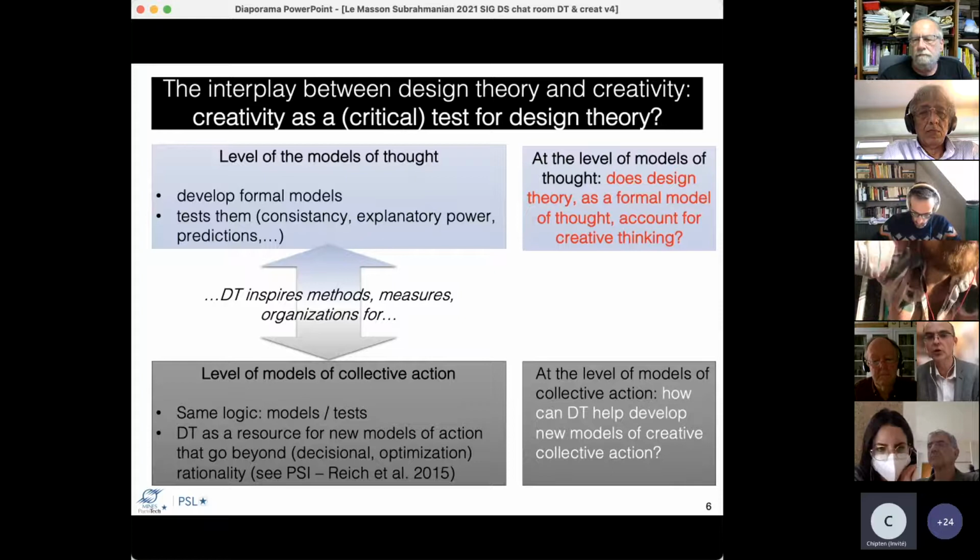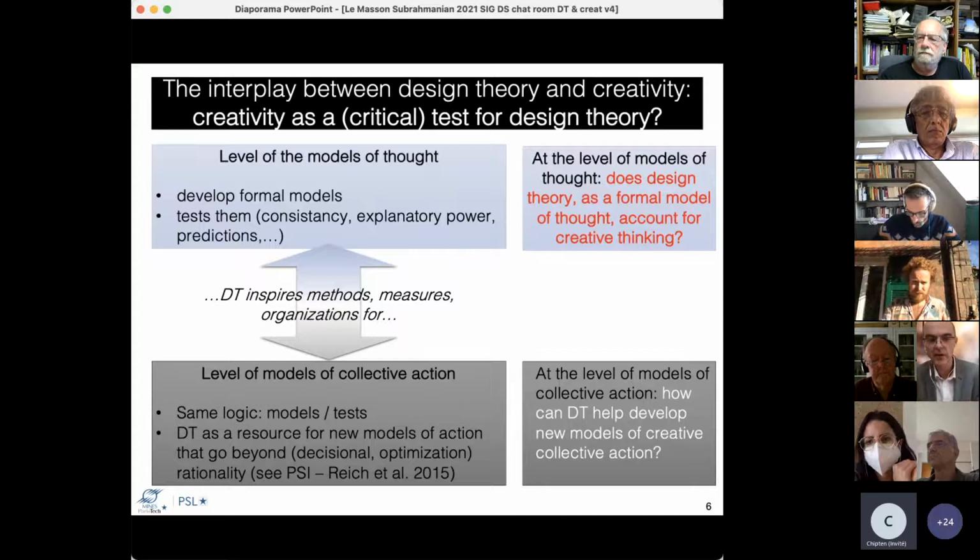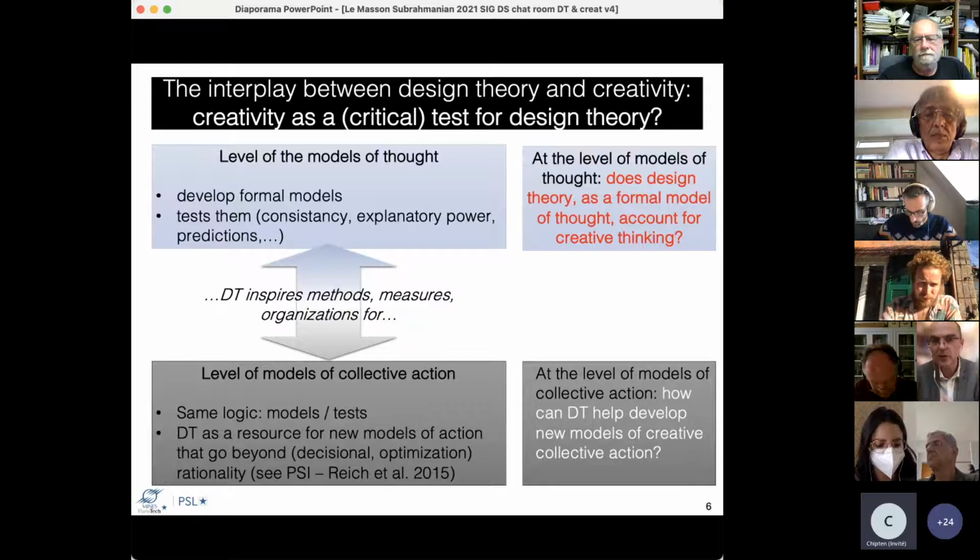And there is another level, which is the level of collective action. Again, we have the same logic of modeling and testing. And here, design theory is more a resource for developing new models of action. And we hope that this resource could help have models of action that go beyond collective decision-making or collective optimization. And the question here is, how can design theory help develop new models of creative collective action? So just to distinguish and to avoid confusing these two levels and testing one with the other, which would, of course, raise issues.